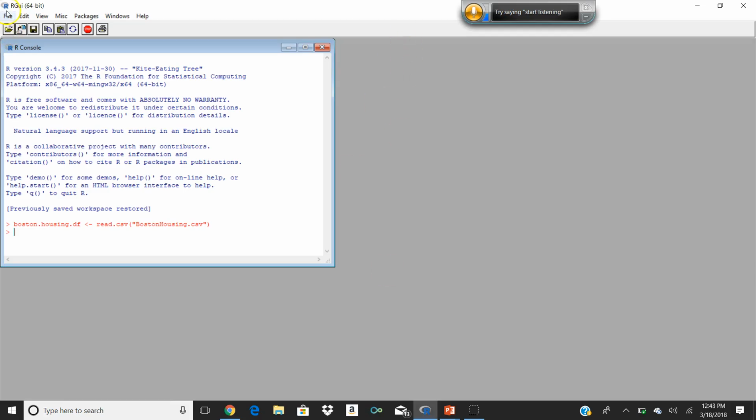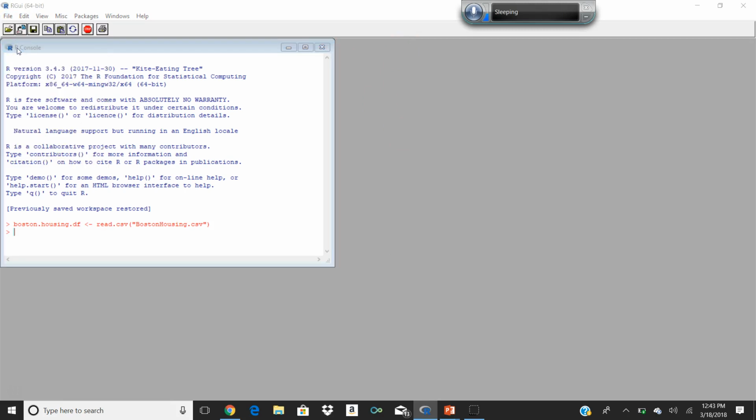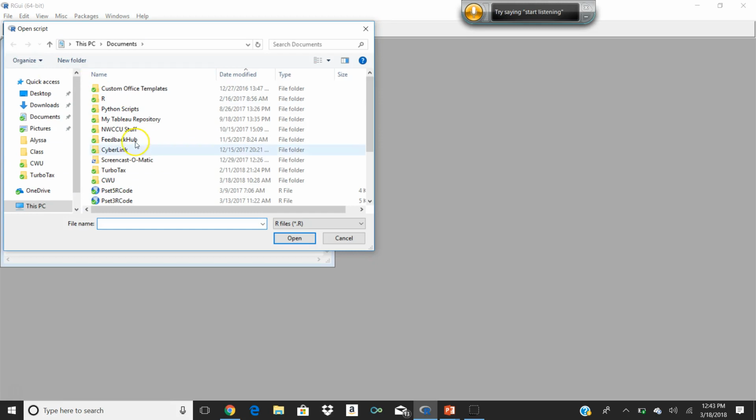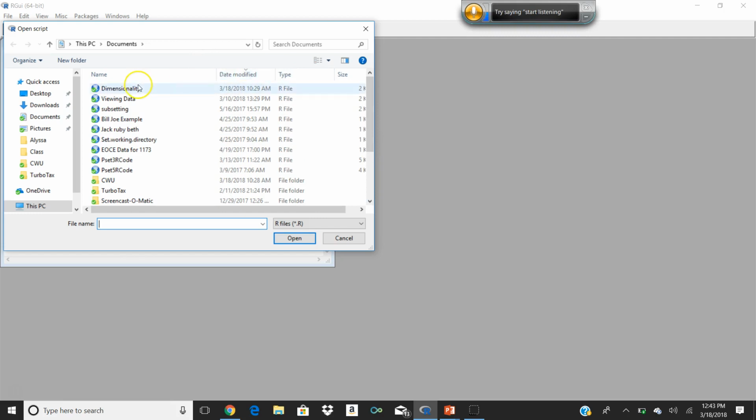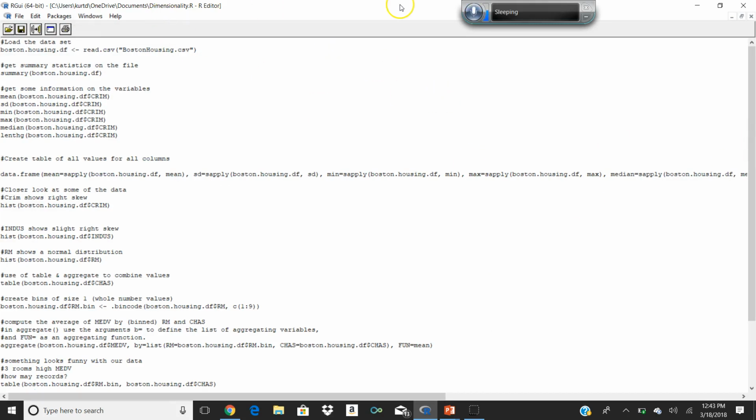I have actually created a script, so I'm going to open my script. It's called dimensionality. Just like we did last week, this week I built a script, and I've already done the first step, which was to load the data. So that's already in there.